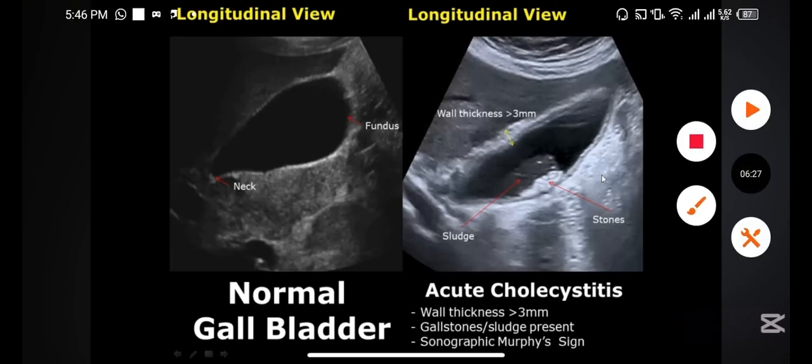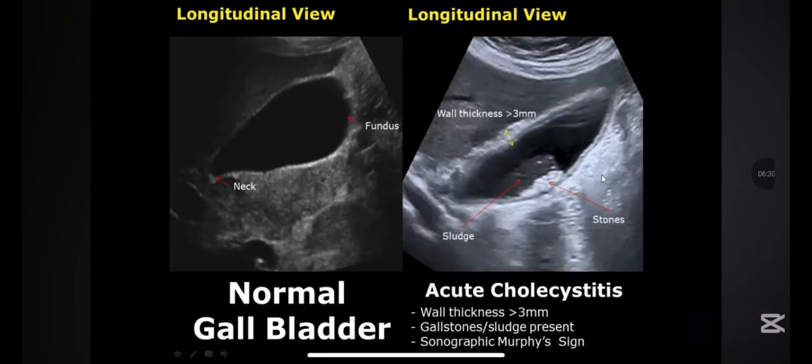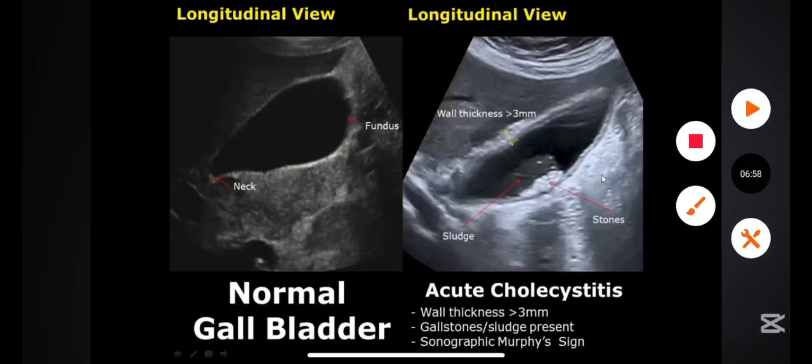Another sign is the sonographic Murphy's sign. It is helpful in diagnosing cholecystitis. In this, pressure is applied with the transducer while scanning the gallbladder, and while applying the pressure, the patient will feel pain and tenderness, and that is a positive Murphy's sign.